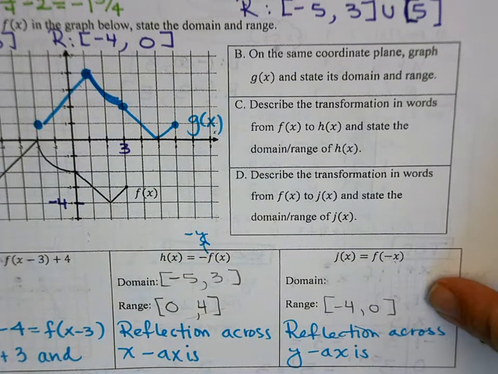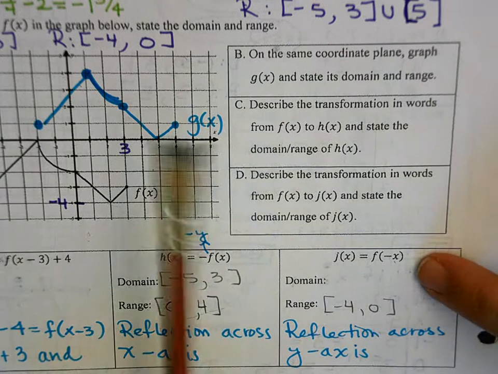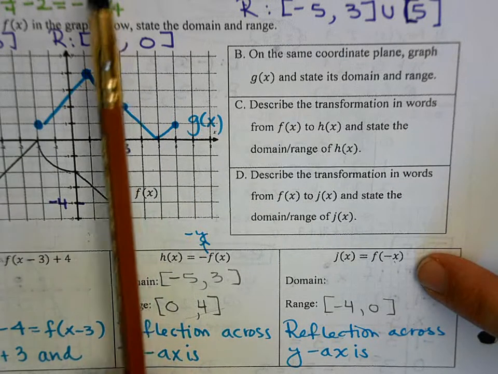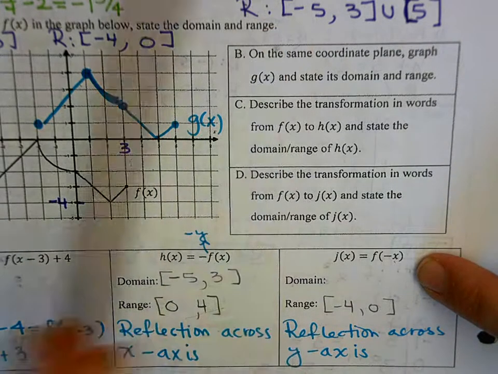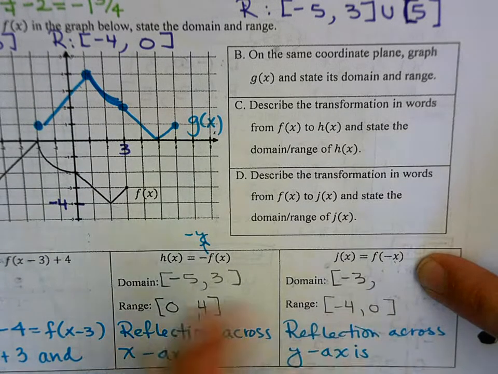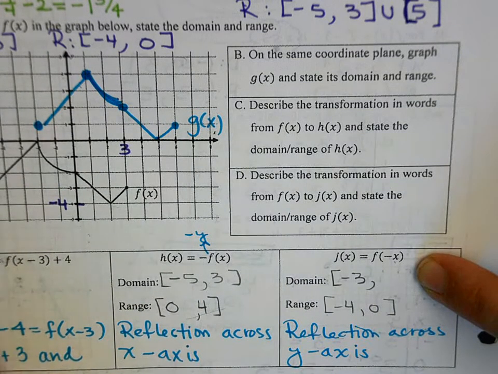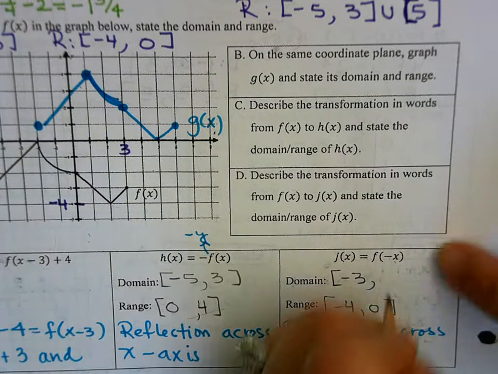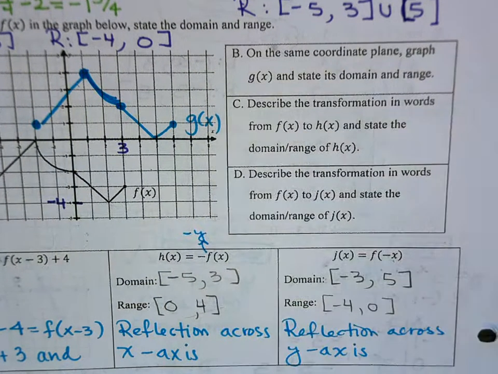And then my domain is what will become opposite. So instead of going far right 3, it will now go far left negative 3. And then negative 5 will jump over to positive 5. And that would be my domain and range. And that's it.